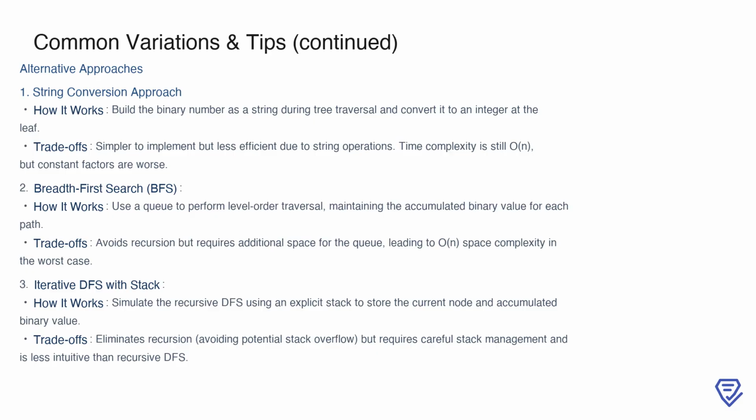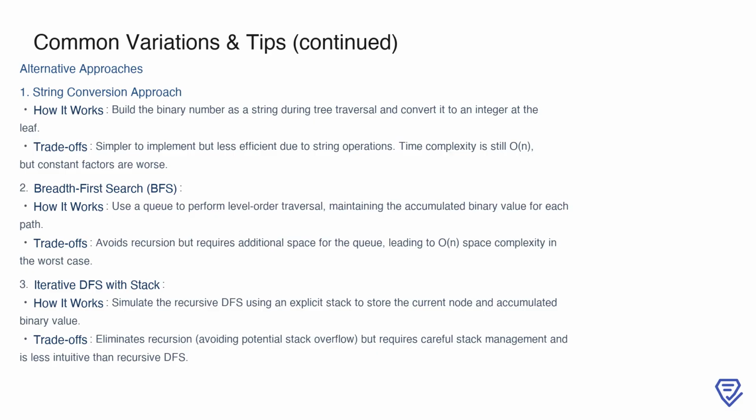Another approach is using breadth-first search, or BFS. Here, you maintain a queue to perform level-order traversal, keeping track of the accumulated binary value for each path. This avoids recursion but increases space complexity to O(n) in the worst case, due to the need for the queue.